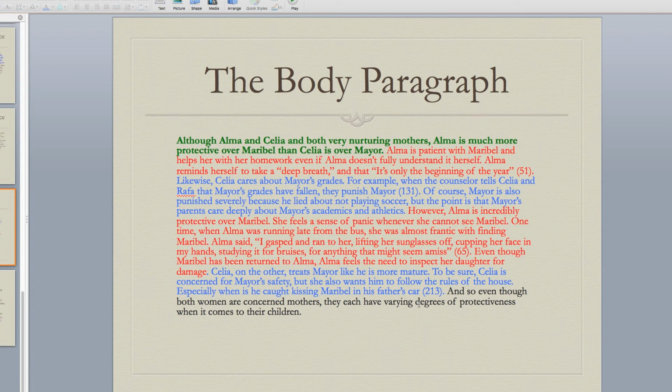So your body paragraphs should actually look somewhat the same, if it's a point-by-point, that is. One thing you do want to be careful of is whiplash. What you don't want is a red sentence about Alma and a blue sentence about Celia. Alma, Celia, Alma, Celia, Alma, Celia. What happens in that case is you give your readers whiplash. They go back and forth too quickly between the two subjects. So be very aware of that.